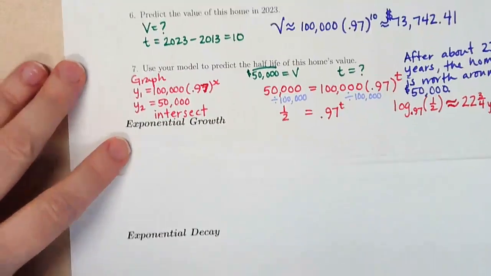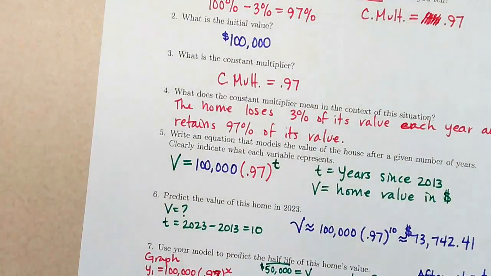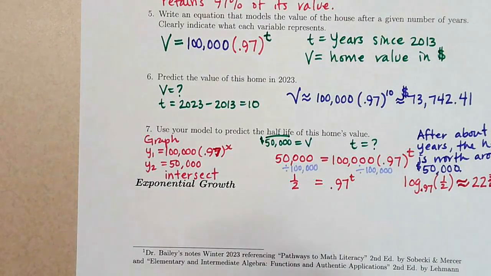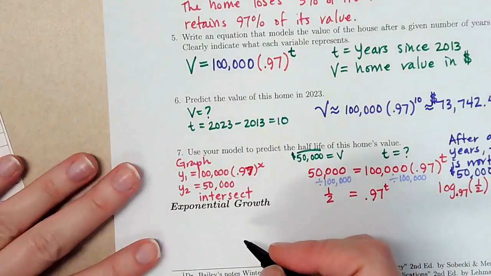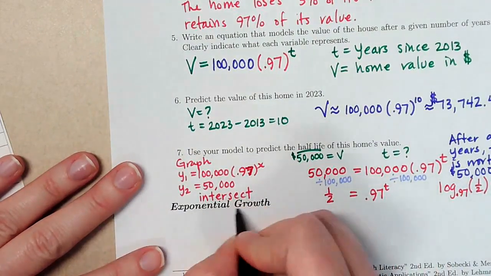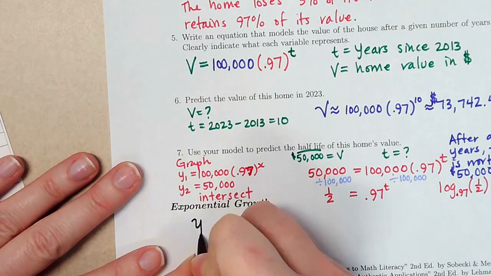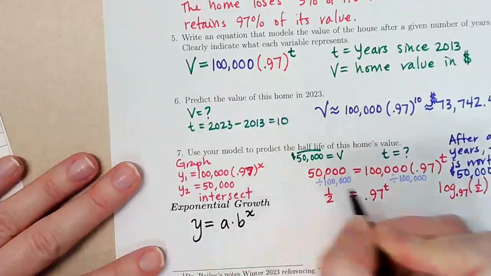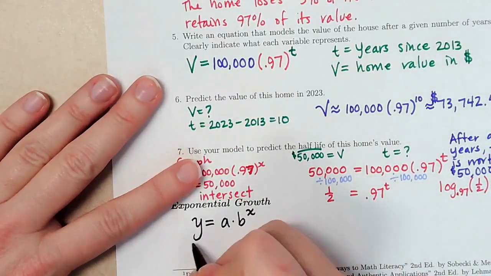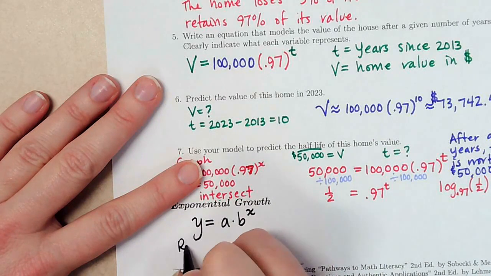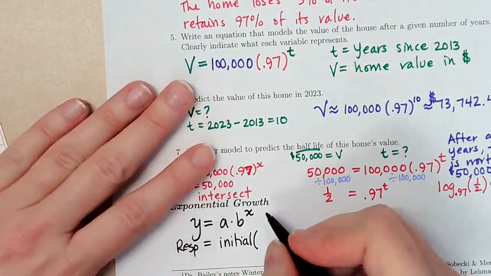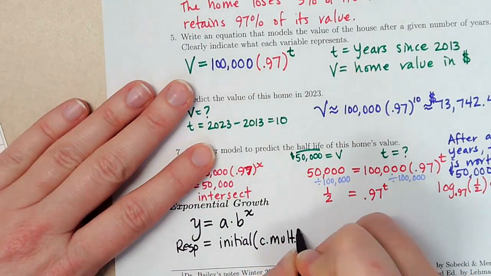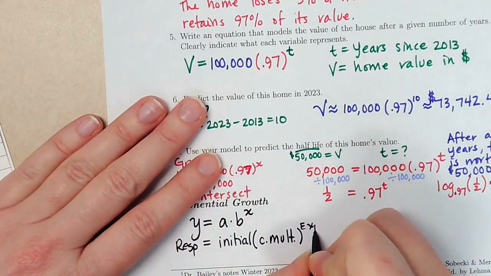So when I think about the model for exponential growth and decay, or exponents in general, right? First, I think, okay, the model for exponential functions is y equals a times b to the x, where this is the response variable. A is the initial amount. B is the constant multiplier. And x is the explanatory variable.